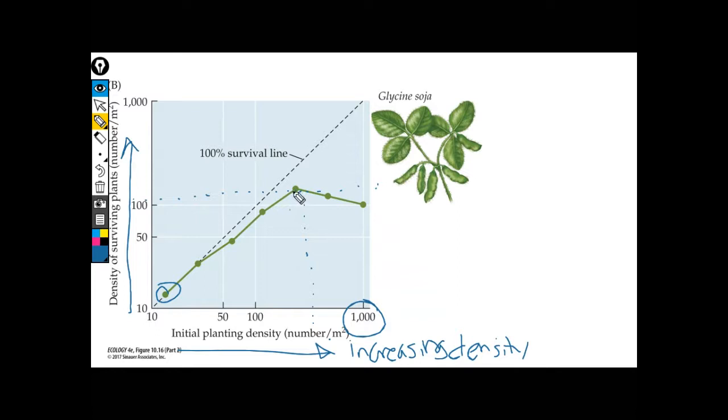a little wonky here. Whatever, it's a log scale, so bear with me as we kind of guess numbers here. 200, whatever it is. Can't exactly draw straight lines. We'll say it's 100 for the sake of argument here. Okay. Beyond that density, these plants don't survive.